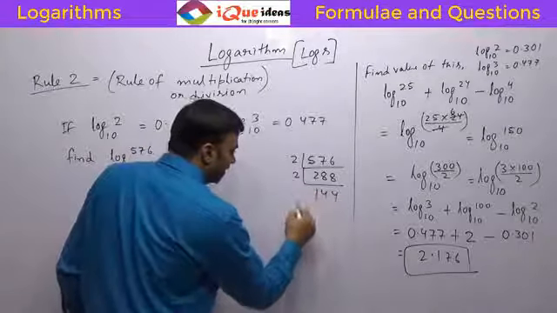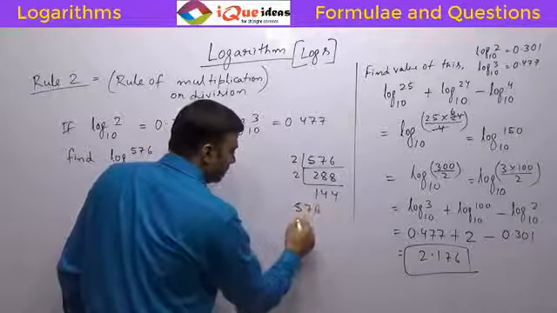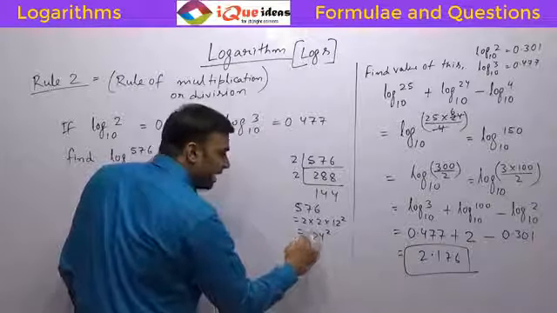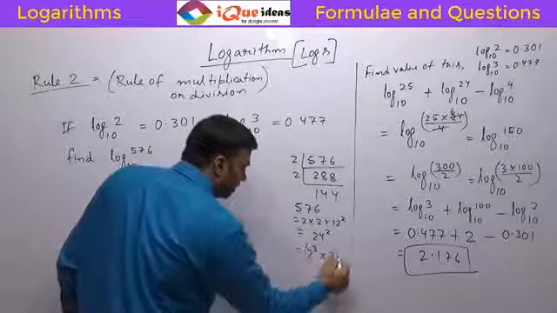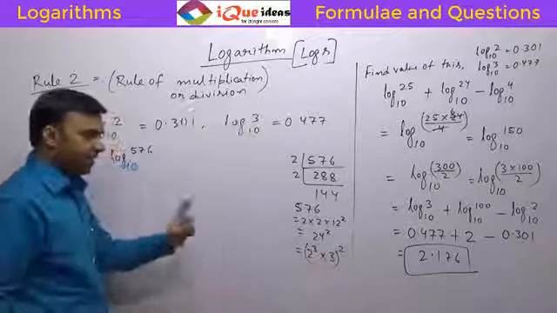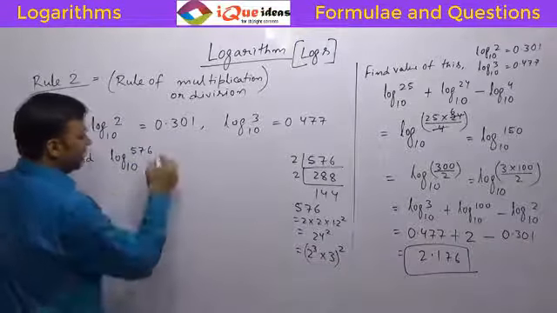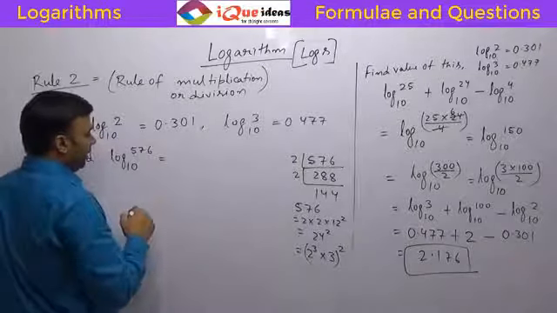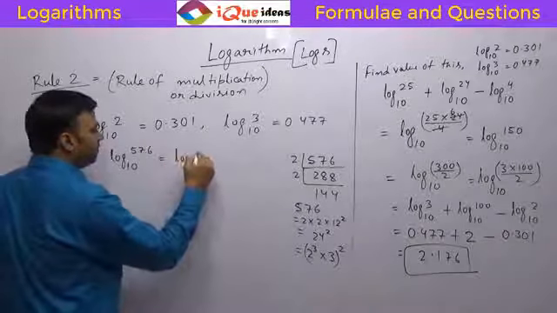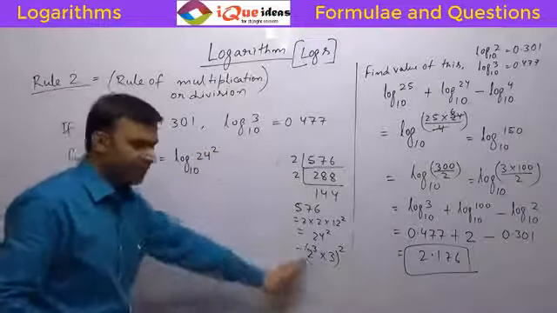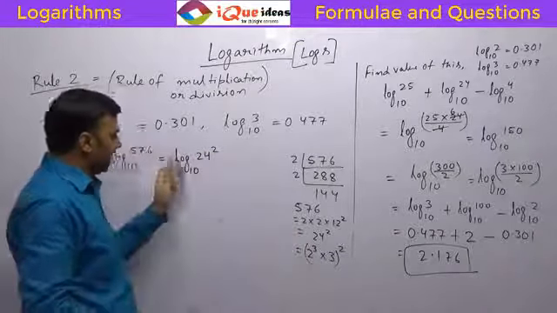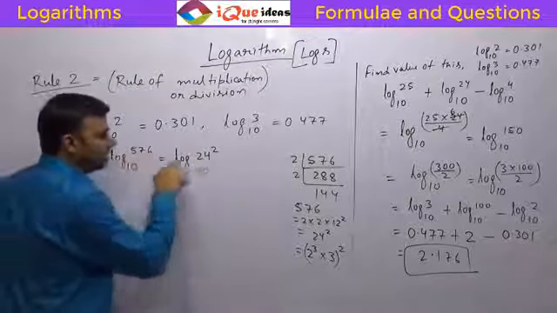So 576 effectively becomes 2 into 2 into 12 square, which is 2 square into 12 square, which is 24 square. 24 itself is 8 into 3, so it is 2 cube into 3 whole square. Right? So this is the factorization of 576. So if I write it here, let's see what happens. Let's write it as log of 24 square to the base 10. I have just explained factorization as an extra thing. In this question, first of all, write 576 as 24 square.